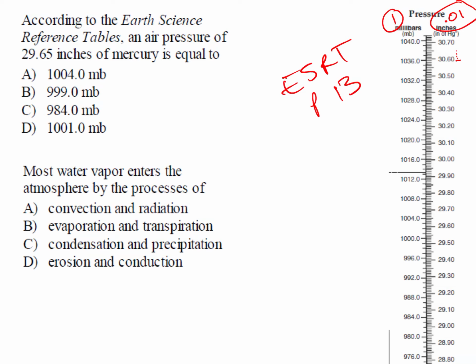So here, if you're at 29.65 inches of mercury, what's that going to be in millibars? You just look right over here. Okay, so that's an easy one. And then the next one, most water vapor enters the atmosphere. How does the water enter the sky? All right, and most of you should remember this from your basic water cycle stuff, which you learned last year. That's going to be your evaporation and transpiration, which will definitely go into the water cycle again later on.